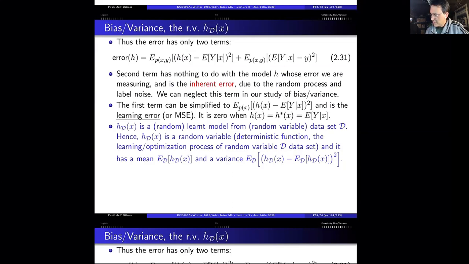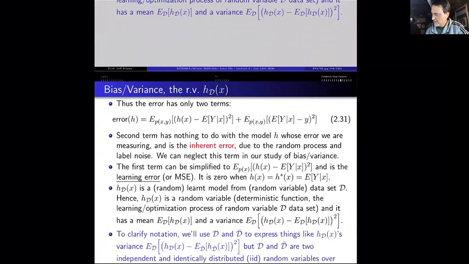So that means that, for example, we can actually compute something like the expected value with respect to D of h of D, and we can even compute its variance, right? These are meaningful quantities because this is now a random variable. Remember, the randomness is coming from the fact that D is a random variable.